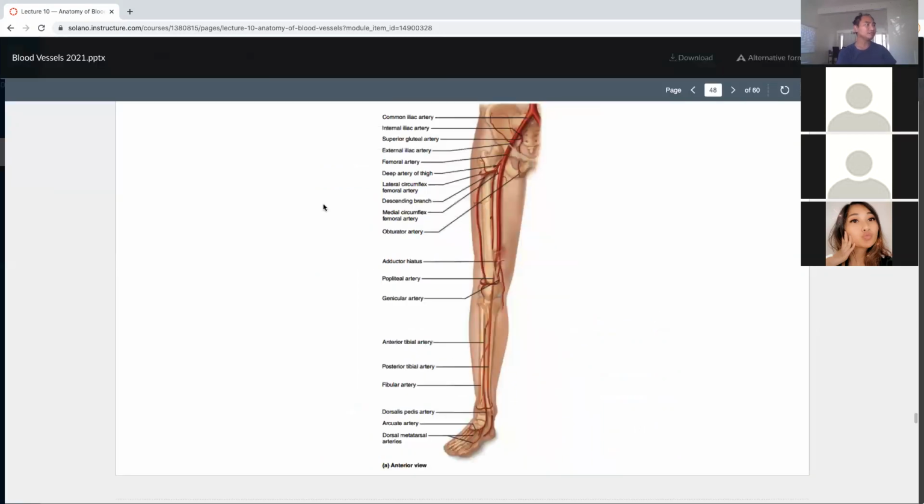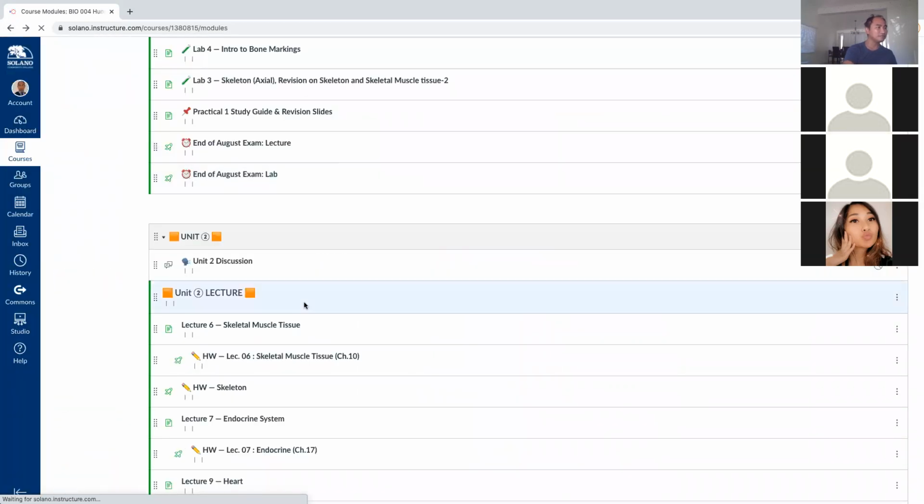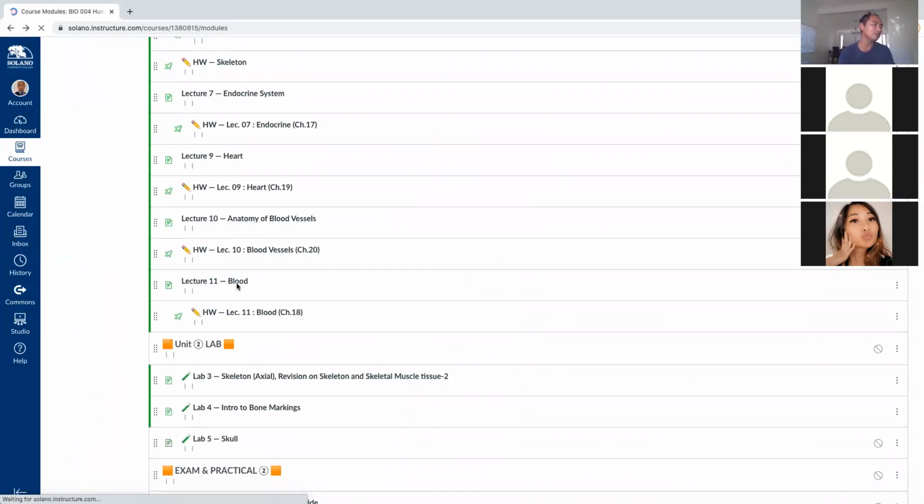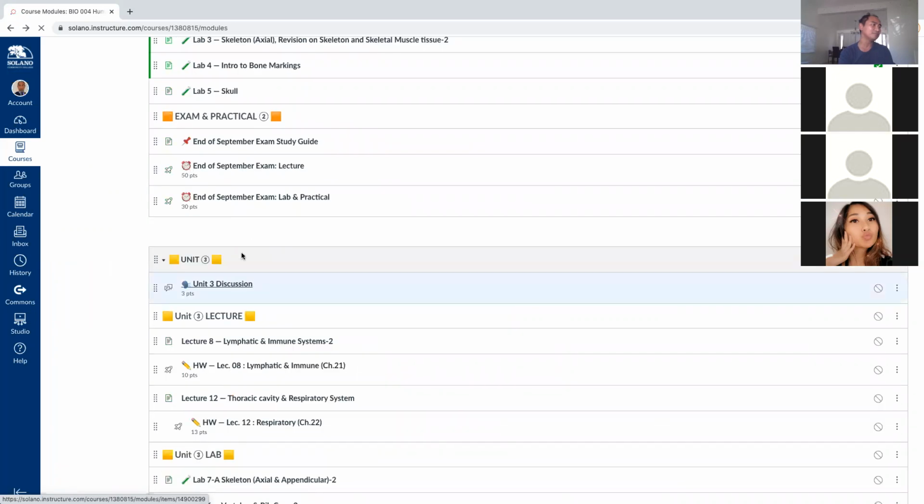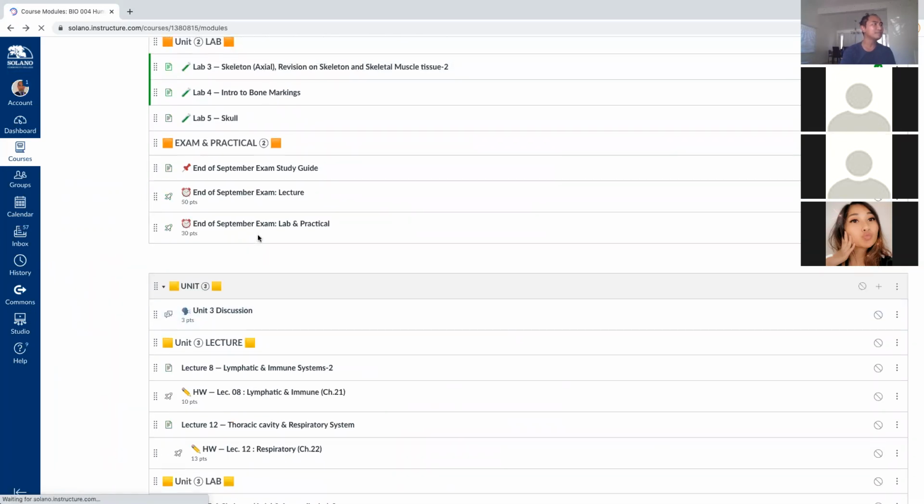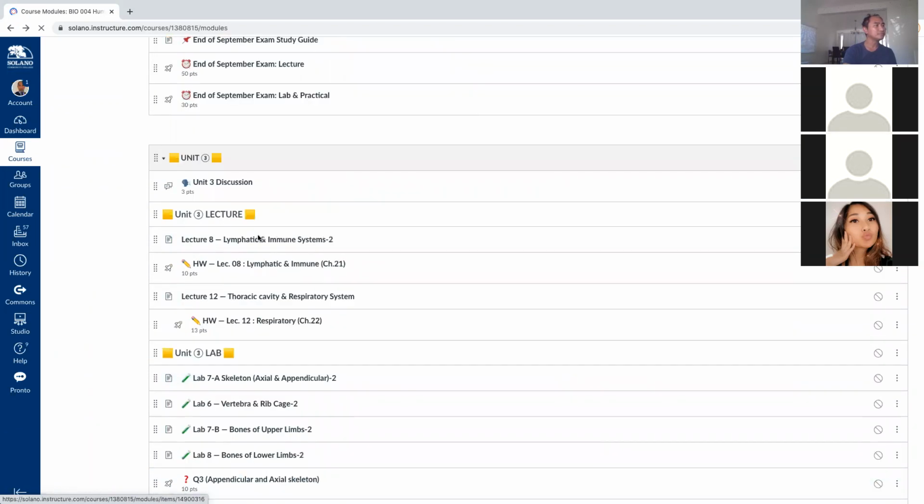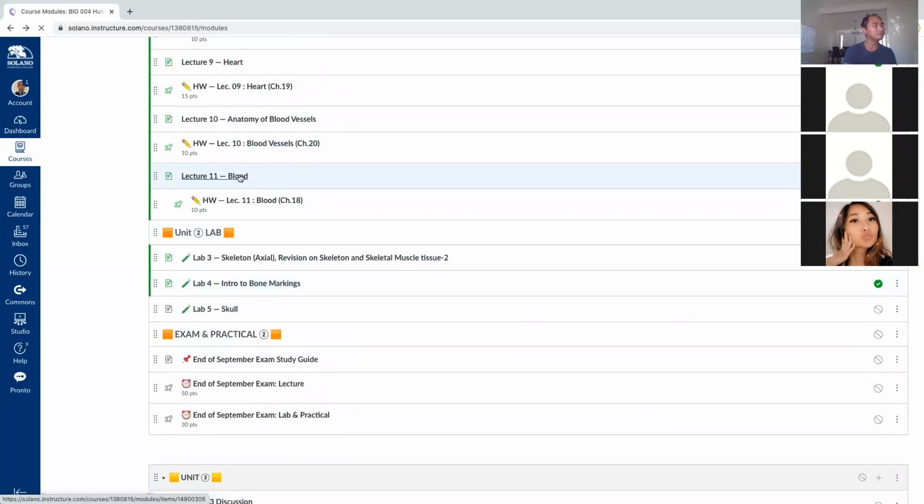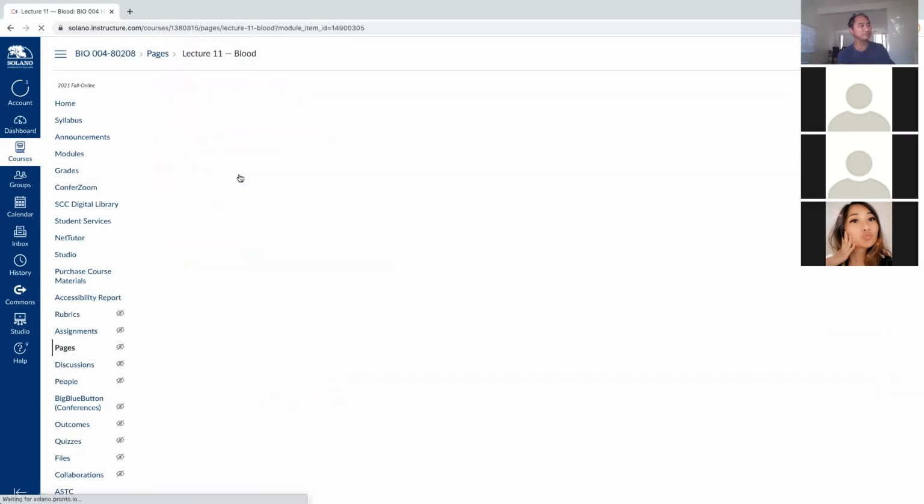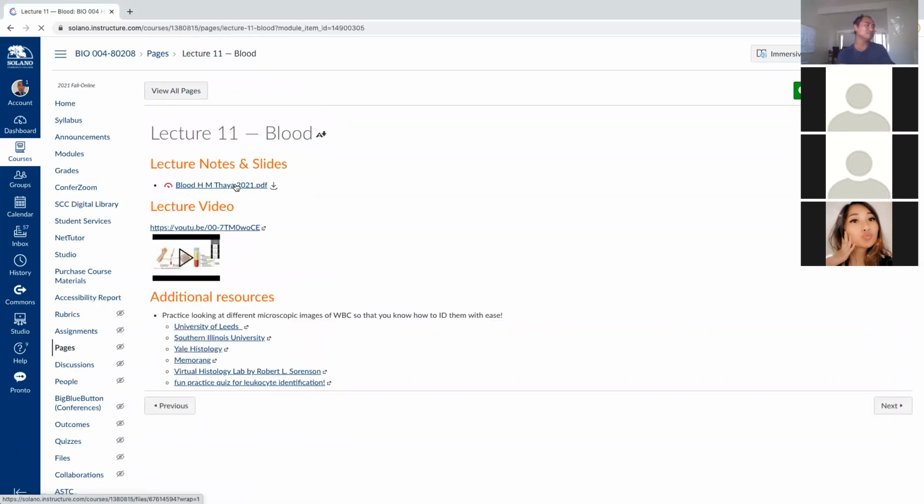So that is about the blood vessels. And so finally, we're going to talk about the blood. Blood is easy. I think blood is too simple for you guys.